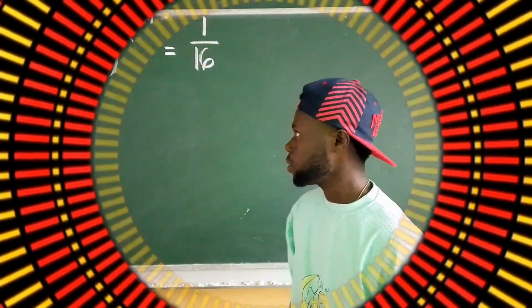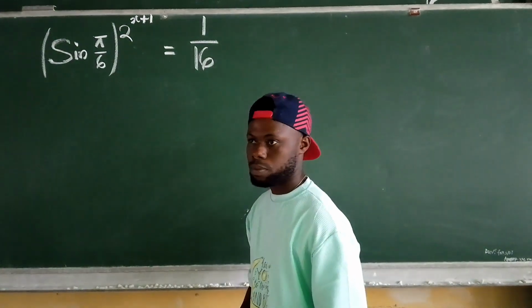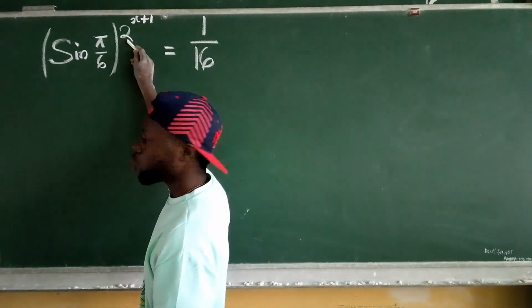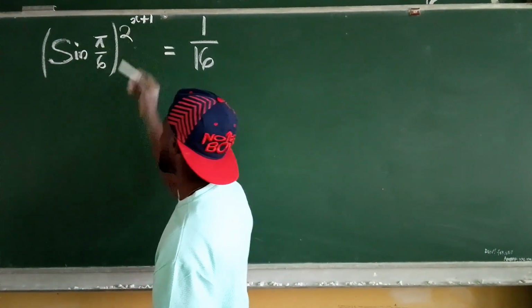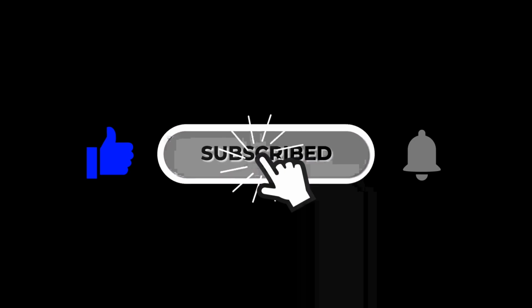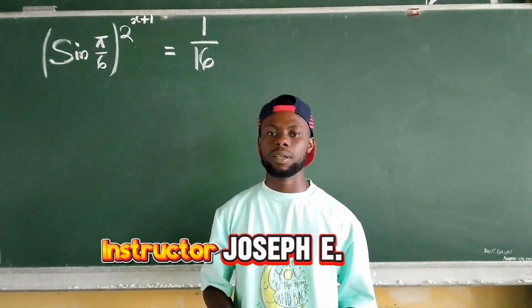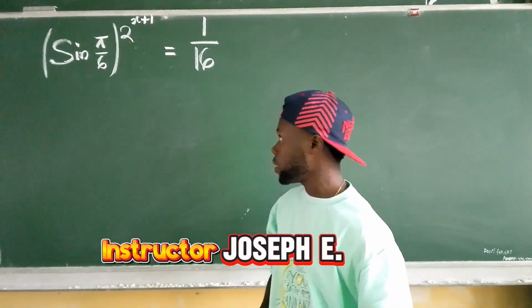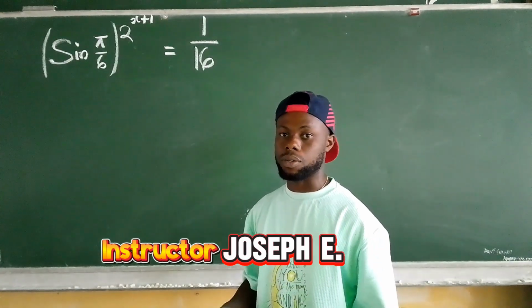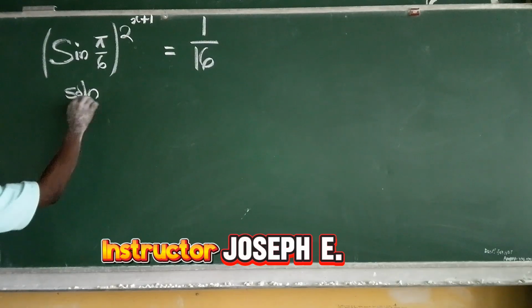The question is: (sin(π/6))^2, raised to the power of x plus 1, is equal to 1 over 16. In our other videos, we have already discussed how we got π as 180 degrees. So π is basically 180 degrees. The first thing we have to do is to write down the solution.